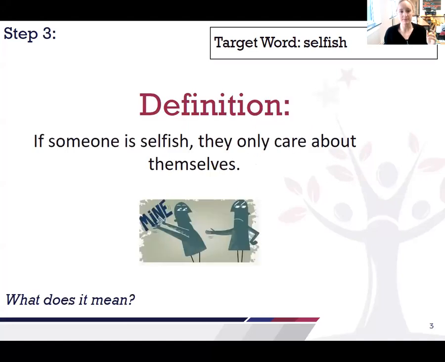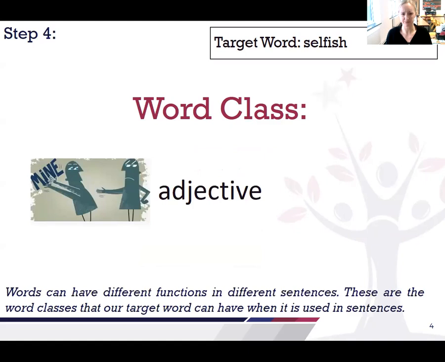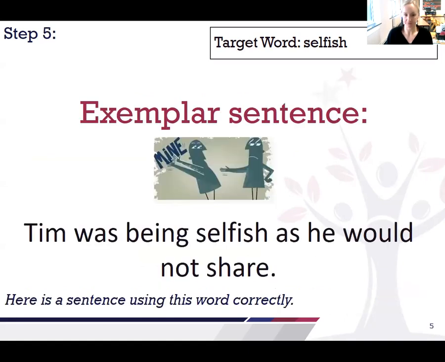So what does selfish mean? Well, if somebody is selfish, then it means they are only caring or thinking about themselves, okay? So a selfish person is somebody who only thinks about themselves. And selfish, the word itself, is an adjective. And if you remember, an adjective is a describing word. So we can use this to describe somebody's actions.